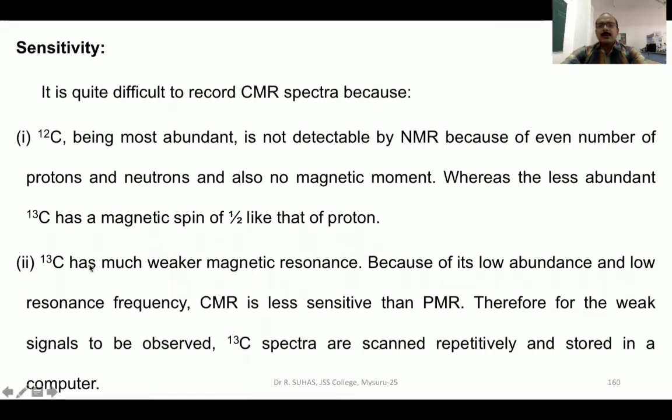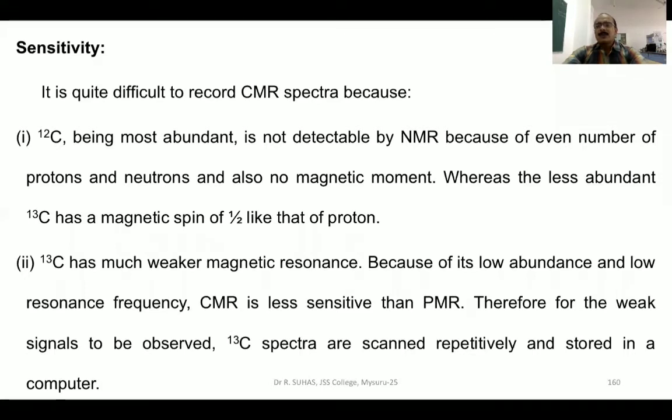Coming to C13 NMR, it has got weak magnetic resonance. Because of its low abundance and low resonance frequency, CMR is very much less sensitive than PMR. So what we have to do, in order to increase the sensitivity of CMR, is repeatedly scan the C13 NMR spectra. In proton NMR, you scan it only once and you will get beautiful peaks. Whereas if you scan only once for C13 NMR, you won't see any peaks because only 1.1% of the entire molecule will be C13.